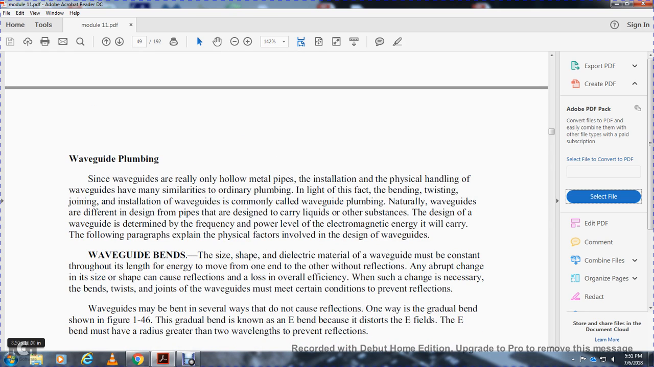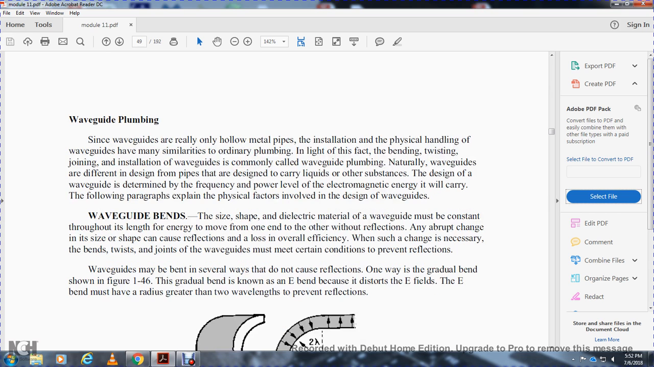Waveguide plumbing. Since a waveguide is really only a hollow metal tube, the physical handling of waveguides has many similarities with ordinary plumbing. The installation, including the bending and twisting of joints, is commonly called waveguide plumbing. Naturally, waveguides differ from pipes, which are designed to carry liquids and other substances. The design of the waveguide is determined by the frequency and power level of the electromagnetic energy. The following paragraphs explain the physical factors of waveguide design.